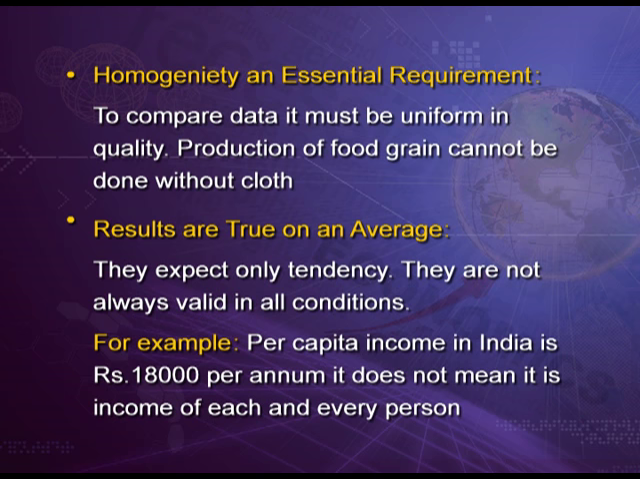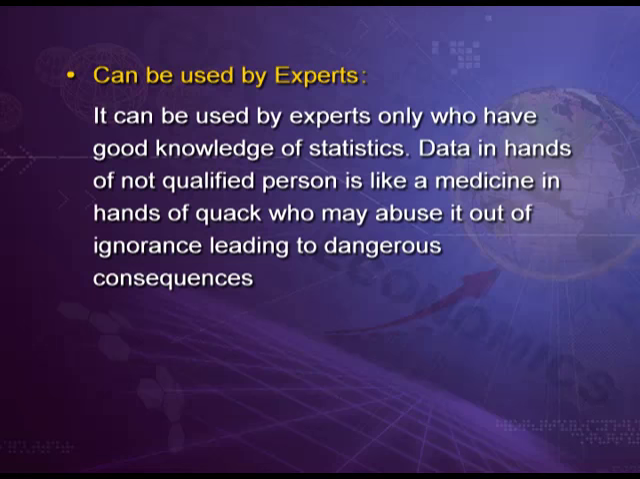For example, if I say the per capita income of India is 18,000 rupees per annum, it does not mean that it is the income of each and every person of India, because it is just an average that shows us a tendency only. The next one is that it can be used by experts only. Statistics can be used by experts who have good knowledge of it. Data in the hands of an unqualified person is like medicine in the hands of a quack, who may abuse it out of ignorance, and it may lead to dangerous consequences.